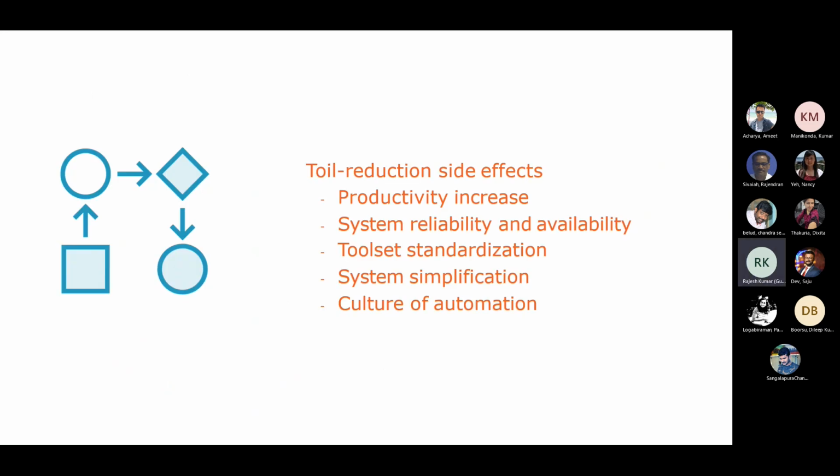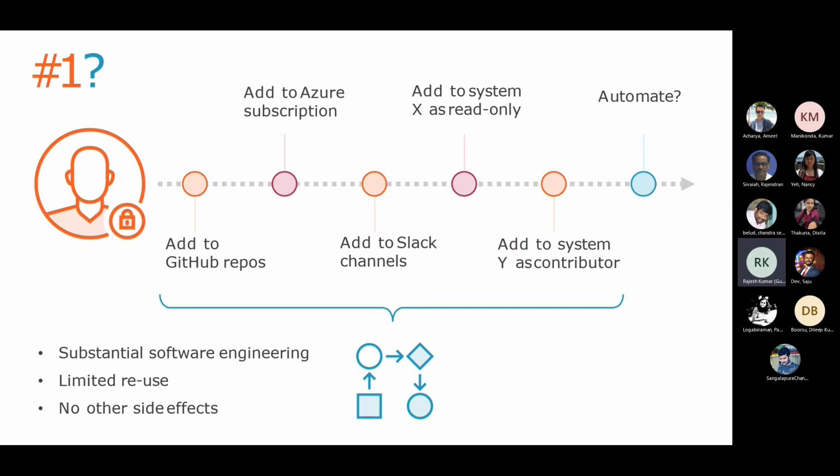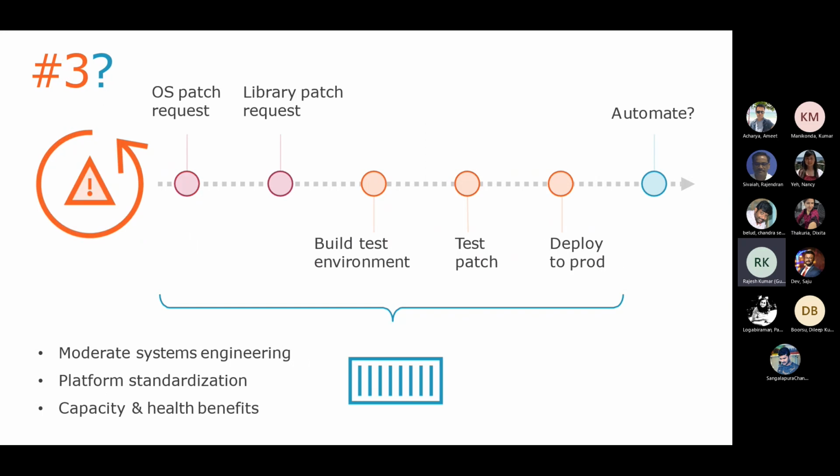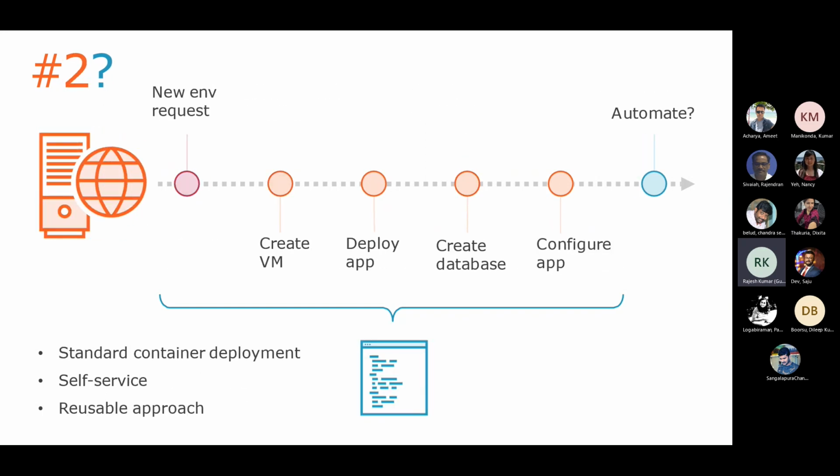Toil reduction side effects: productivity increases, system reliability and availability increase, toolsets become a standard over a period of time, system simplification, and a culture of automation. So yes, probably the 10-day item you will do first. I'm just discussing, I'm not telling you this is the information; you'll take a call as a team. So this is my priority number one, this is my priority number three, this is my priority number second. This is how you do it.